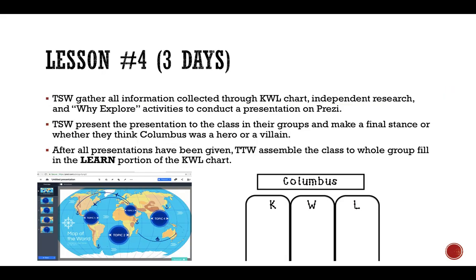Lesson number four is going to be 3 days. The students will gather all the information they've collected through the whole group KWL chart, their independent research, and the Why Explore activities to conduct their presentation on Prezi. The students will present the presentation to the class in their groups. They'll make a final stance on whether they think Columbus was a hero or a villain. And after all the presentations have been given, the teacher will assemble the class to whole group fill out the learn portion of the KWL chart, since it will be the very last thing that they have to do for that.